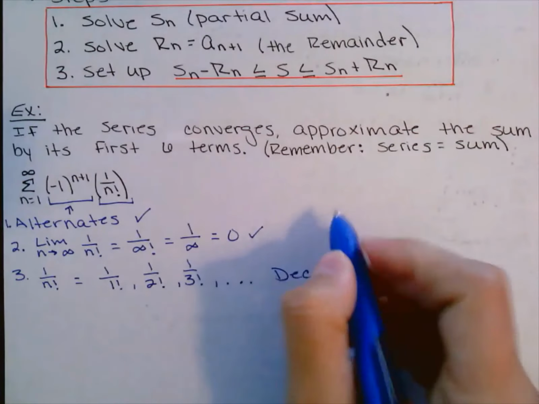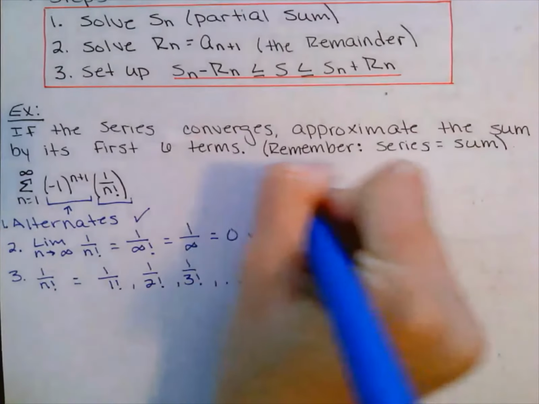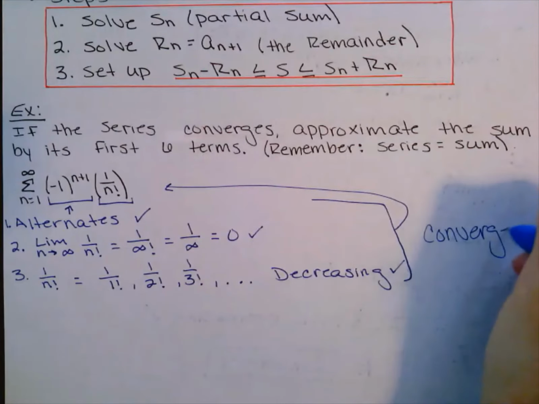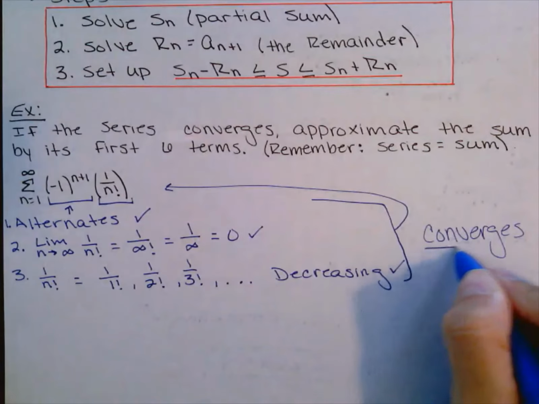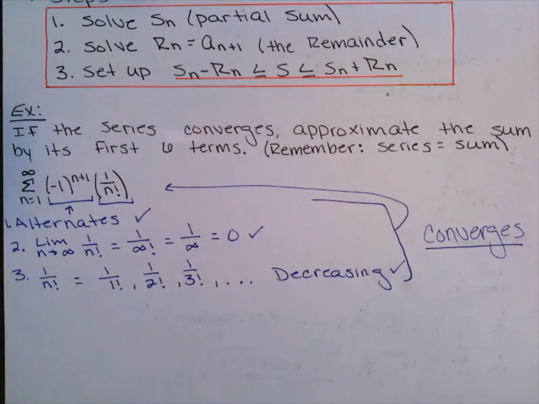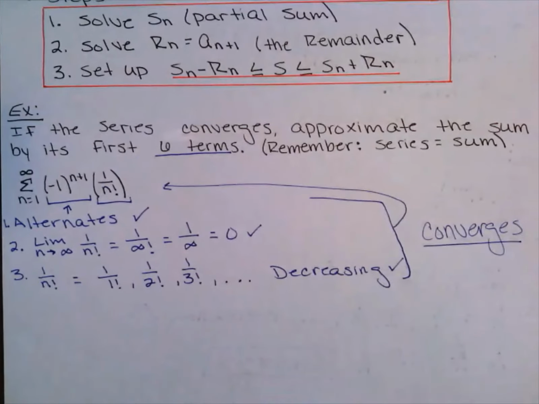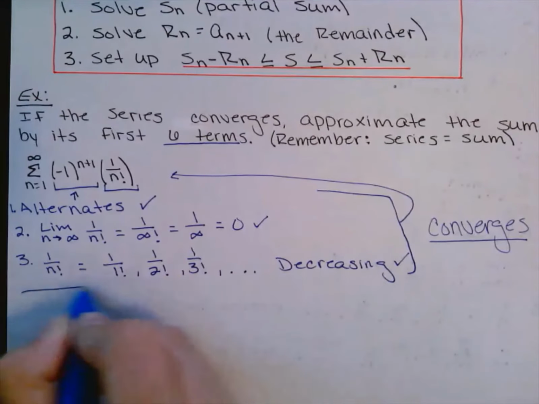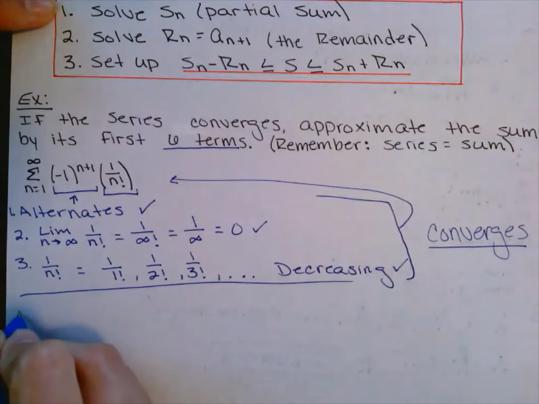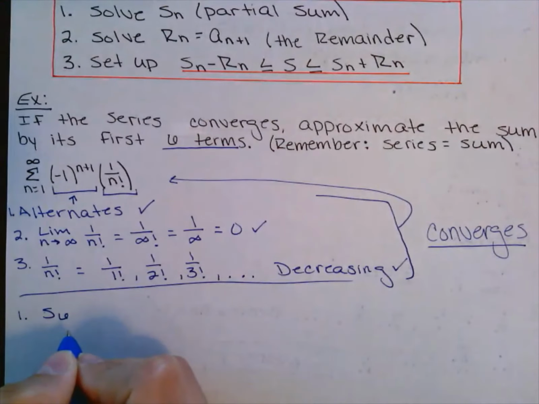So I just proved, based on these three, that this converges. Now that I've proven that it converges, I can find the range of numbers it converges to. It tells me here in the given to use the first 6 terms to find this. So now, draw a little line here. Step 1 is to find the partial sum. So step 1 is going to be to find S sub 6, the sum of the first 6 terms.